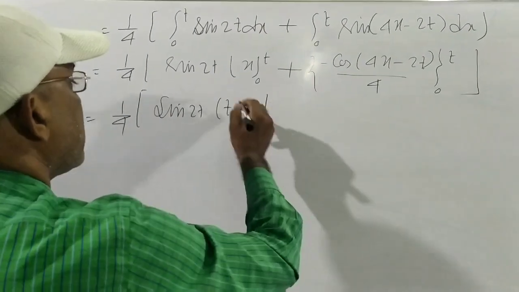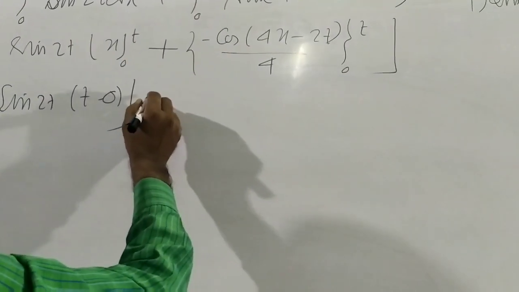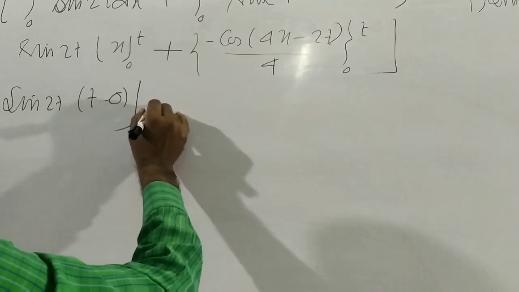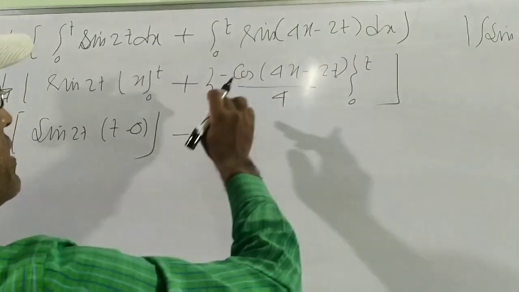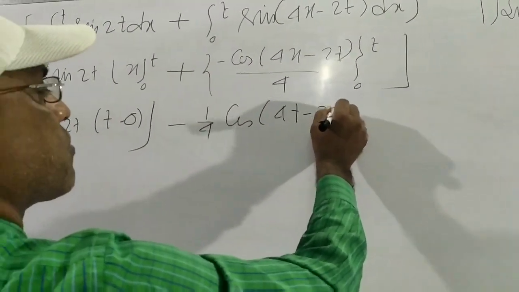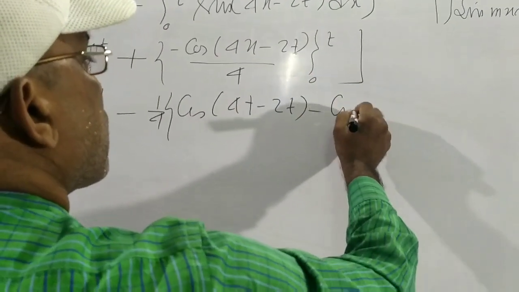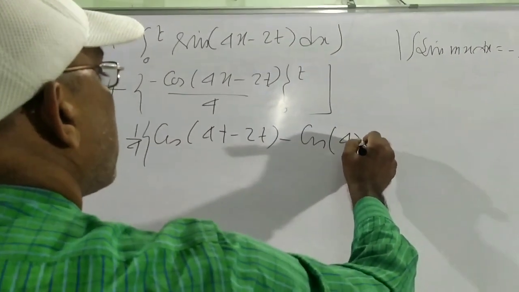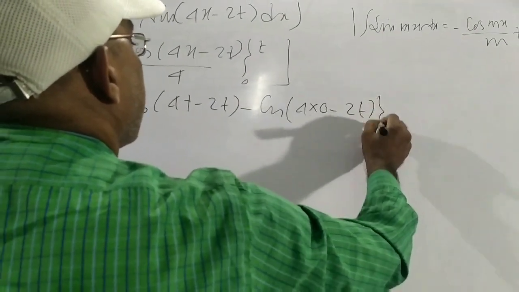We get this, and this 4, 1 by 4 cos, putting upper limit, this is minus, putting upper limit 4t minus twice t, and next lower limit cos 4 into 0 minus twice t. We get this one.